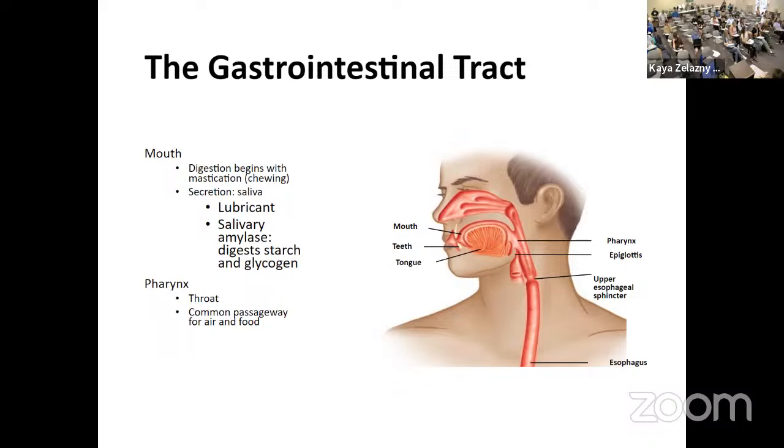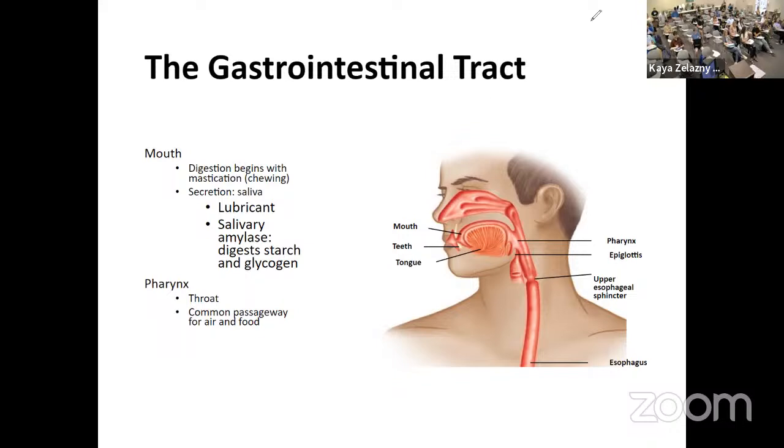They secrete fluid into your mouth. That saliva both helps lubricate so that you can move a ball of food around your mouth and then also down your throat. And it also includes our first enzyme that we're going to pay attention to. So the saliva includes an enzyme called salivary amylase.